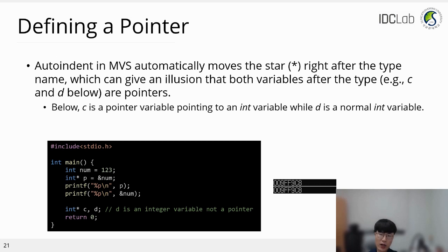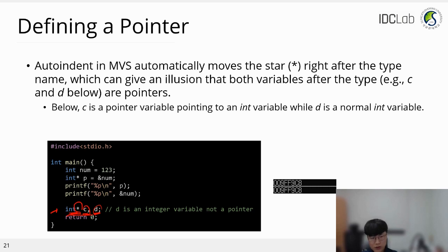Sometimes you define more than one variable in the same statement, and one of them is a pointer variable, like this. So int star c comma d. So we are defining two variables, c and d. But because star follows the integer type, this statement can give an illusion that both variables are pointer variables, of type int star, but actually they are not. So c is a pointer variable to int, but d is just an integer variable.